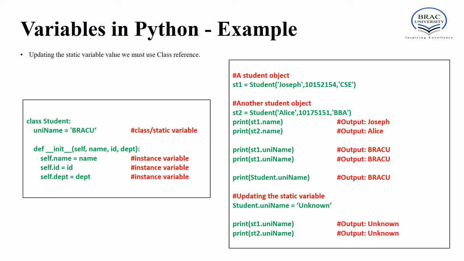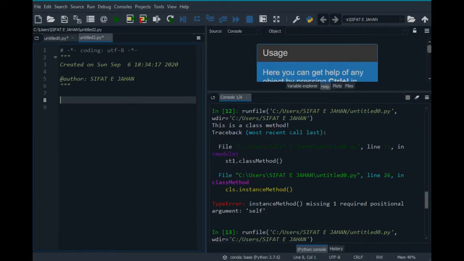Okay, so let's see in an example how we can define static variables, how we can access and update them. So let's go to Spyder for demonstration. Okay, so let's define a basic class where I will show you some static variables and instance variables definition and how we can actually manipulate them.